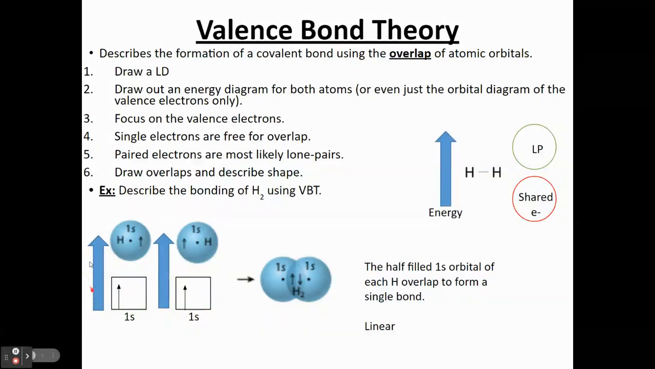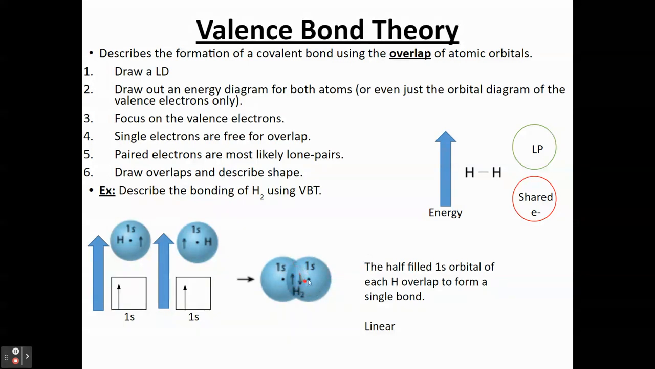So first you draw out a Lewis structure to see what type of bond is going to form. I draw out an energy diagram for each of the atoms that are going to be present in the bond. Focus on the valence electrons specifically. The single electrons is where you're going to see the ability to overlap. And when they overlap, you want to make sure you pair them with opposite spins.